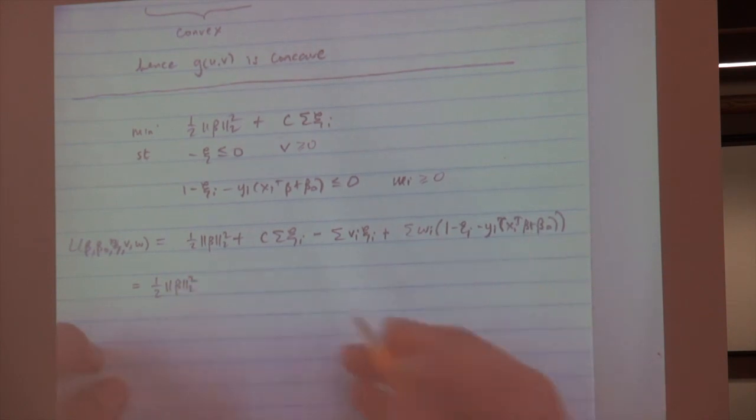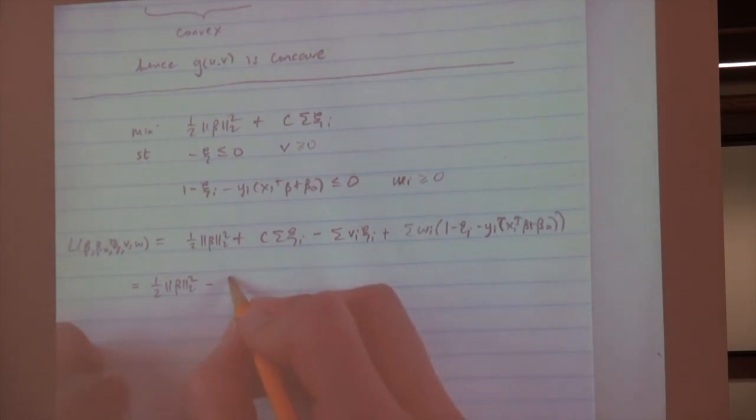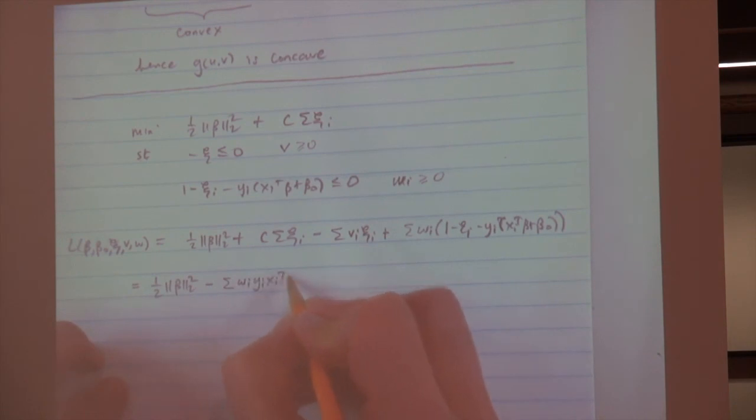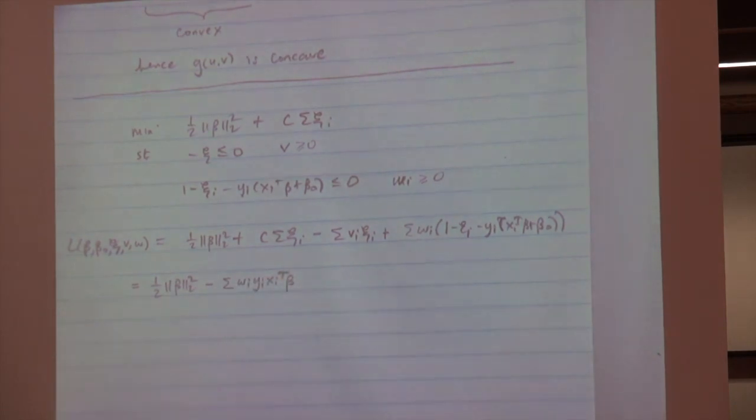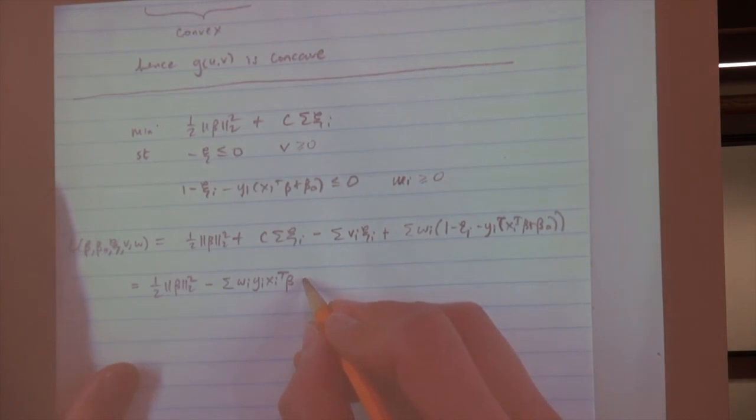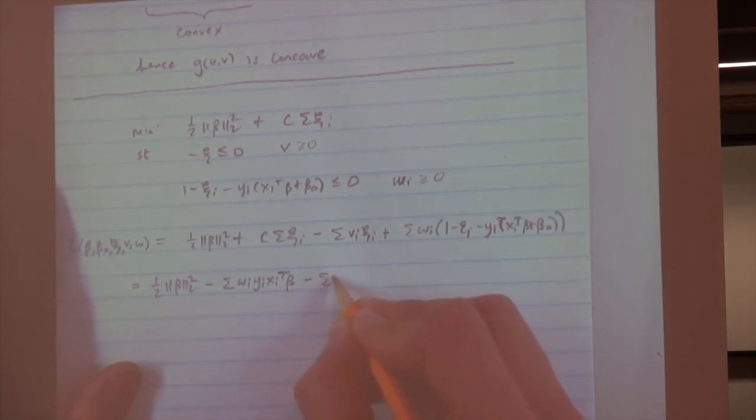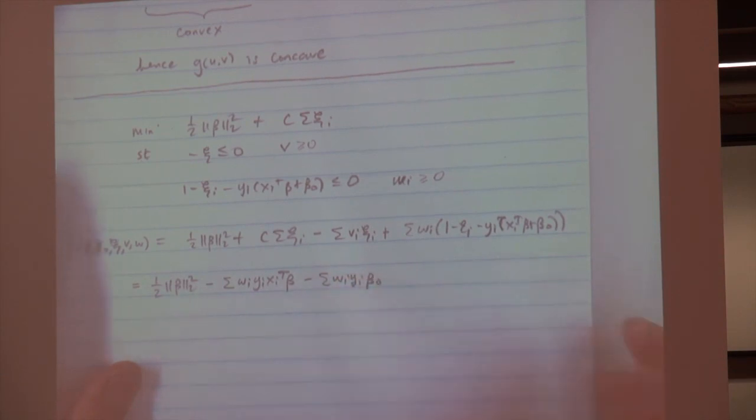I have that minus the sum of wi times yi times xi transpose beta. What is that as a function of beta, which is a quadratic? Let's write down the terms involving beta naught. I just get minus wi times yi times beta naught.